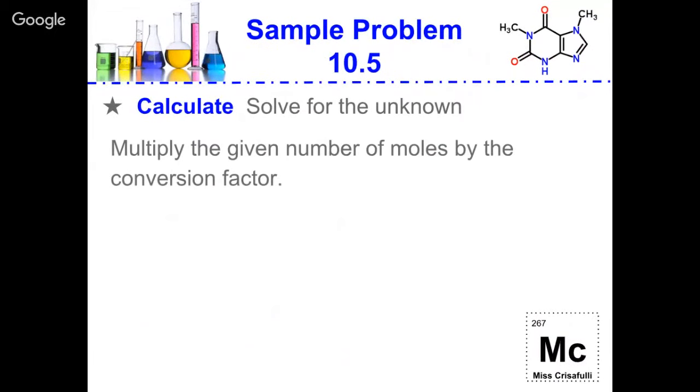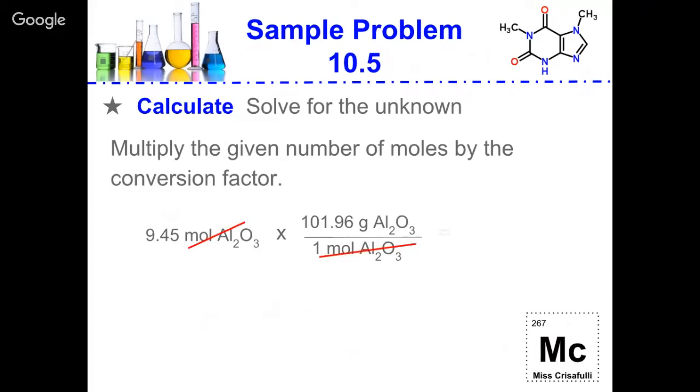Now we're going to multiply the given number of moles by the conversion factor that we just determined. So we're starting off with 9.45 moles of aluminum oxide. We're going to multiply that by our conversion factor. Before we touch our calculator, we're going to make sure that our units cancel. They do. And so we're going to now type in our calculator: 9.45 times 101.96. The number that we started off with, 9.45, has 3 significant figures in it. So our answer needs to have 3 significant figures in it. So 964 grams of aluminum oxide.